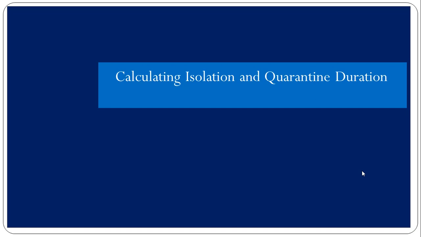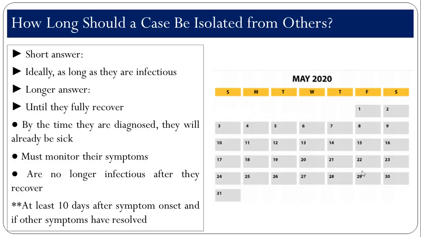Now, coming towards how we can calculate the period of isolation and quarantine. As a contact tracer, you will need to be able to calculate how long a case should isolate and how long a contact should quarantine themselves. It will be based on your understanding of their infectious period, and it will be an important component of working with cases and contacts to limit the spread of disease. So, let us go through a very practical example using a calendar to see how this might work.